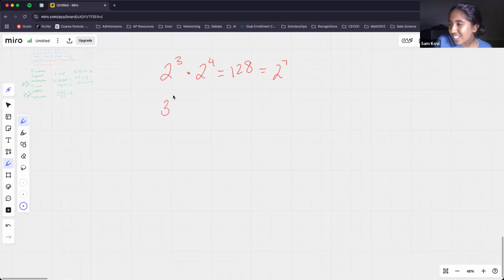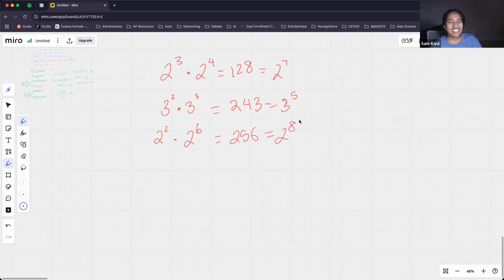Now let's say I did 3 squared times 3 cubed. What is that? Yeah, 243, which is 3 to the 5th. I'm trying to get numbers that are small enough, but so far all of these exponents are one apart. So you must be thinking, maybe this only applies for numbers that are one apart. Well, let's say I did 2 squared times 2 to the 6th. What is that? 256. And Kenzo, thank you for 2 to the power of 8. That is absolutely correct. Do you guys see a pattern?